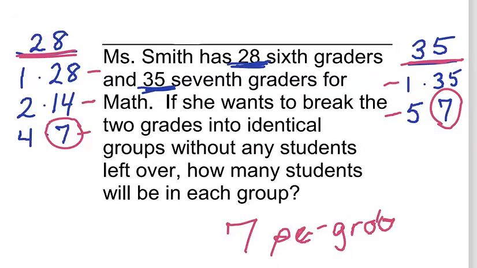Well, we know it's 7 per group. All right, so that's our answer for that one. There is 7 per group.